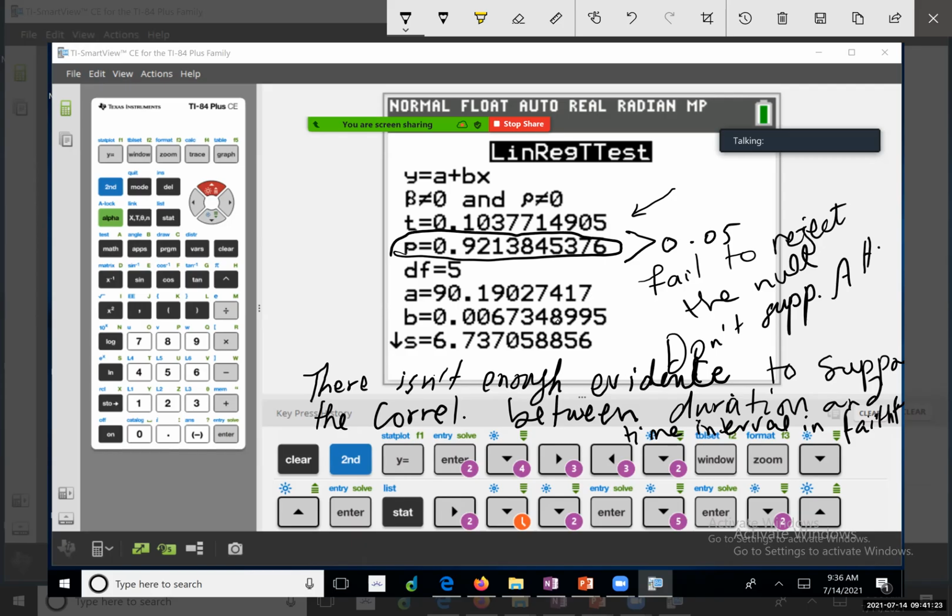Any questions? So write down the equation of the line that I wrote at the beginning. I want someone to read it off to me. So we said y equal to 90.19 plus 0.0067x. So please write that down.